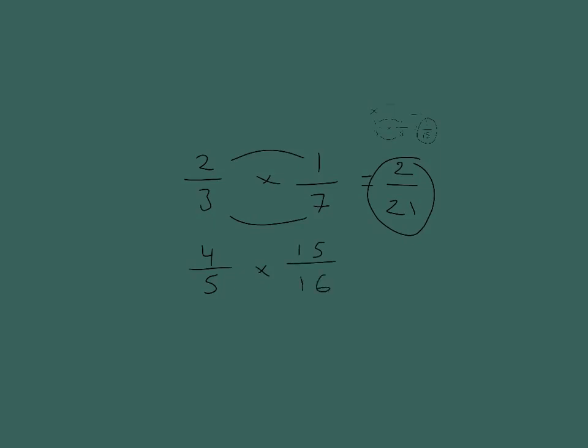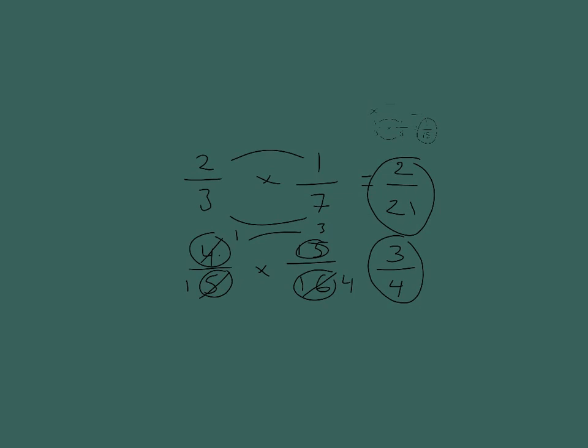Let's do 4/5 times 15/16. Watch carefully. We have covered this before. This is called cross cancelling. 4 goes into 4 once and goes into 16 4 times. 5 goes into 5 once and goes into 15 3 times. So 1 times 3 is 3 and 1 times 4 is 4, and that's your answer. That's the quickest way of doing multiplication of fractions.